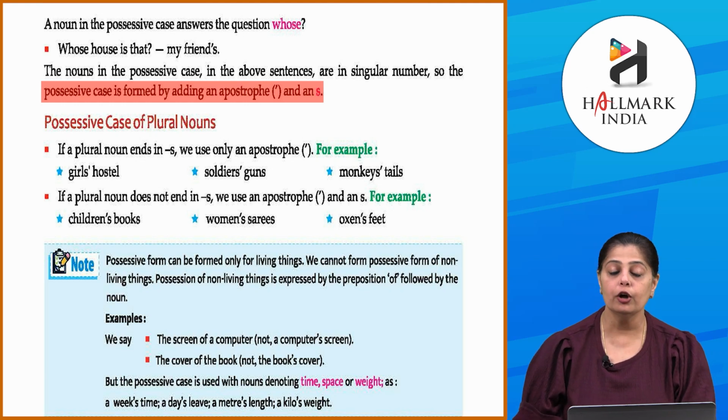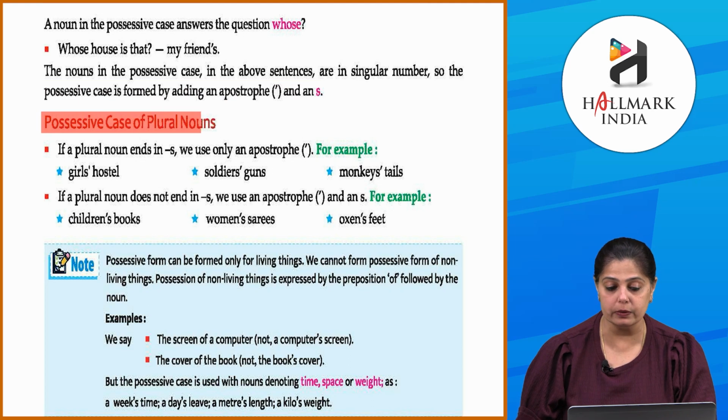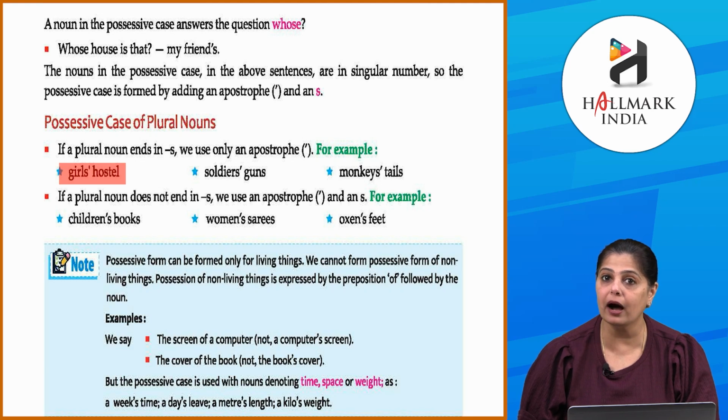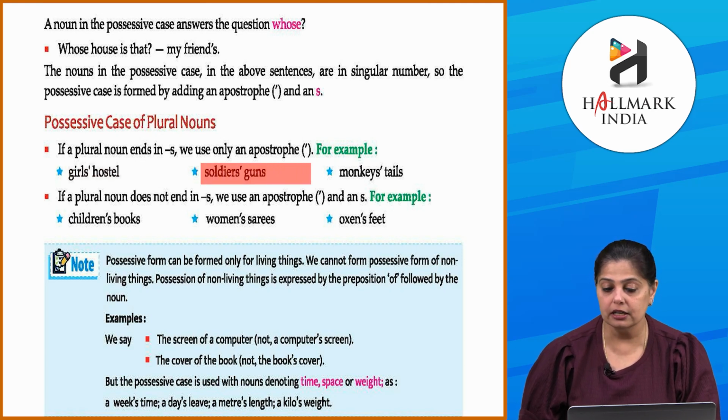Clear? Now, possessive case of plural nouns. If a plural noun ends in s, we use only an apostrophe. For example, girls' hostel. अब ये plural है तो girls तो GIRL apostrophe s नहीं लगाएंगे. गर्ल्स हॉस्टल तो गर्ल्स के बाद अपॉस्ट्रोफी लगाएंगे तो हम समझ जाते कि इट इज़ गर्ल्स हॉस्टल. सो इट इज़ इन प्लूरल सेंस. Soldiers' guns, monkeys' tails. Clear?